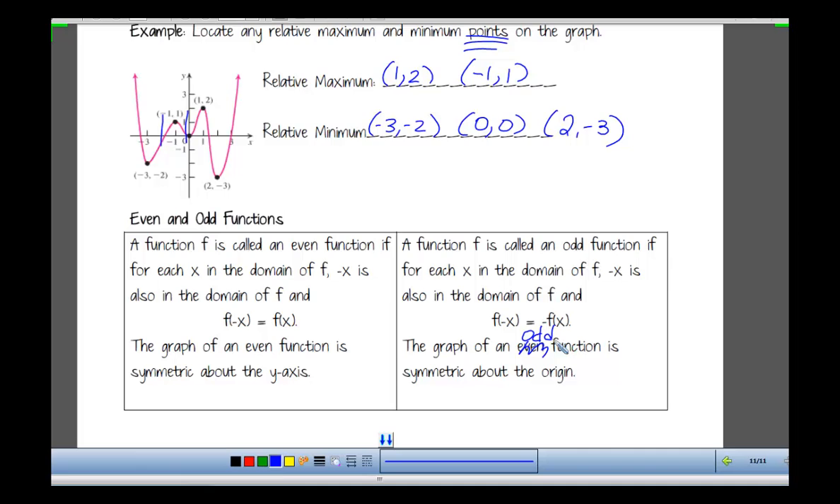Okay, in each case, we plug in negative x, right? And we want to see what that comes out to. If when we plug in negative x, it comes out to be the same thing that we started with, we call that an even function. If when we plug in negative x, it comes out to be the opposite, the negative of what we started with, it's an odd function. If it turns out that it's neither one of those things, then we say it's neither odd nor even. It doesn't have to be one or the other. It could be neither one. Okay, so let's see if we have that in an example.